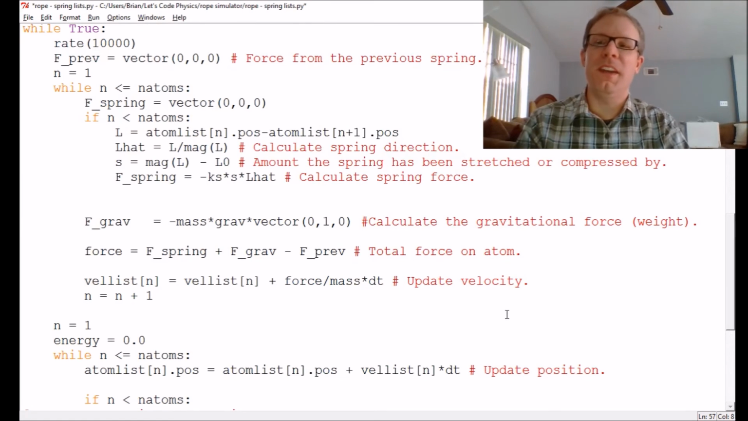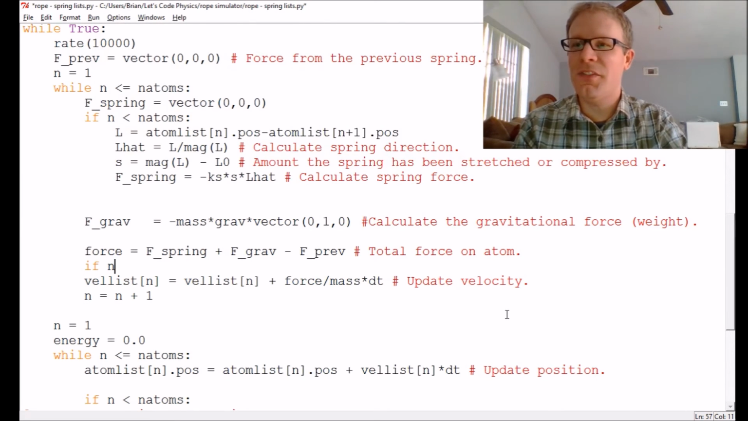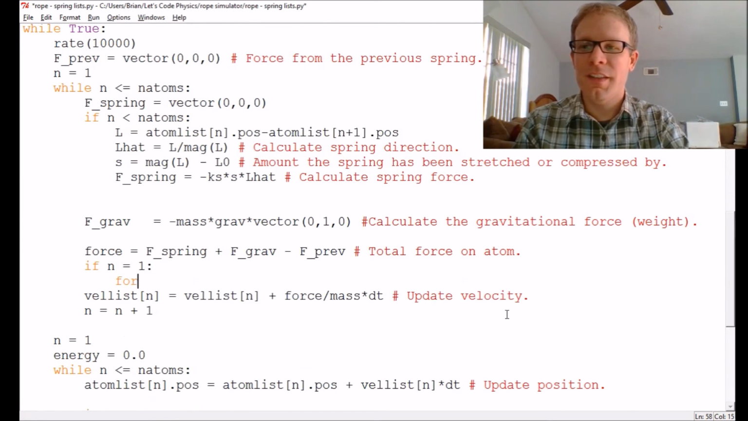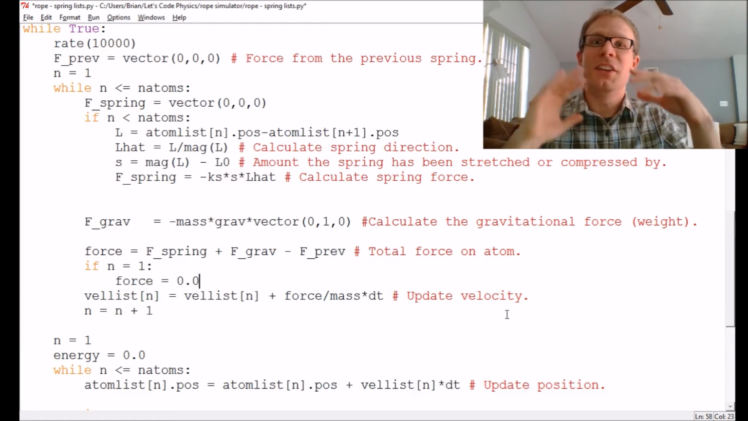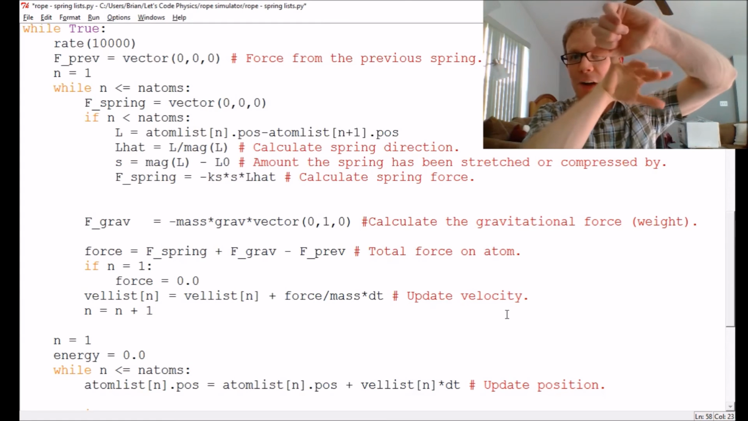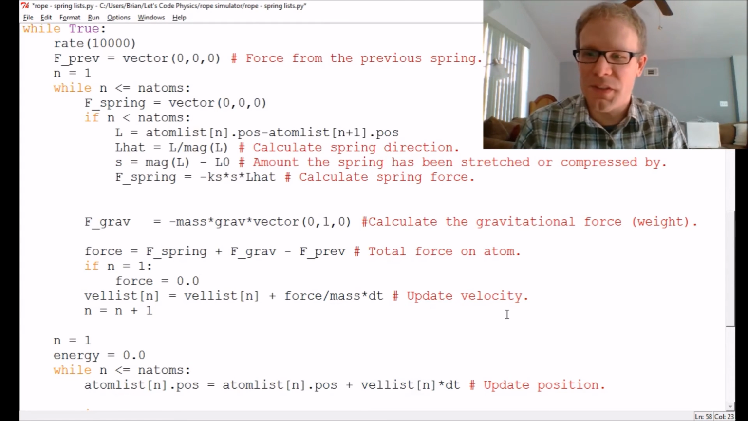I want to keep that top one fixed. The best way to do that is to say if n equals 1, then set the force equal to 0. Right? Because if I want that first one to stay fixed, I want there to be basically no force on it. So you imagine you've got it glued onto something, and so the net force on it is 0.